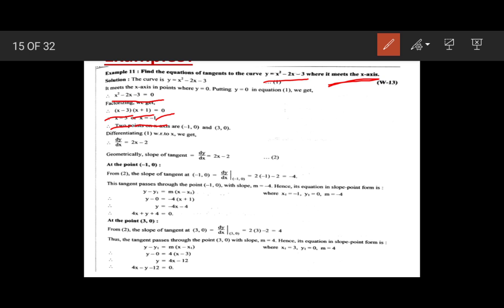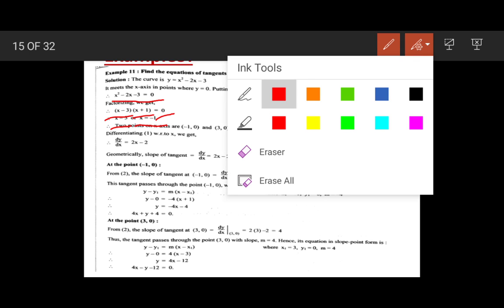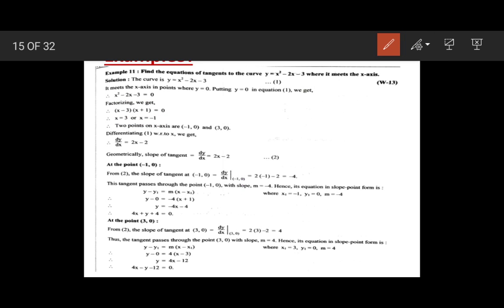These are the x values. When we substitute x as 3 in this equation, we get y is 0, since it meets the x-axis and at the x-axis the y coordinate is 0. So the points are (minus 1, 0) or (3, 0). Now next we find dy upon dx. The derivative of x square is 2x, minus the derivative of 2x which is 2. So the slope of tangent, dy upon dx, is 2x minus 2.